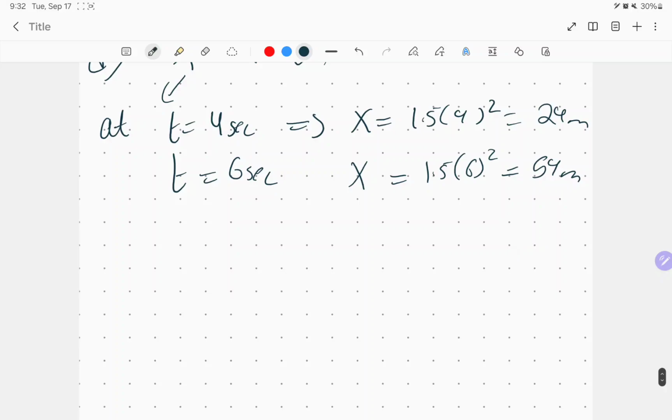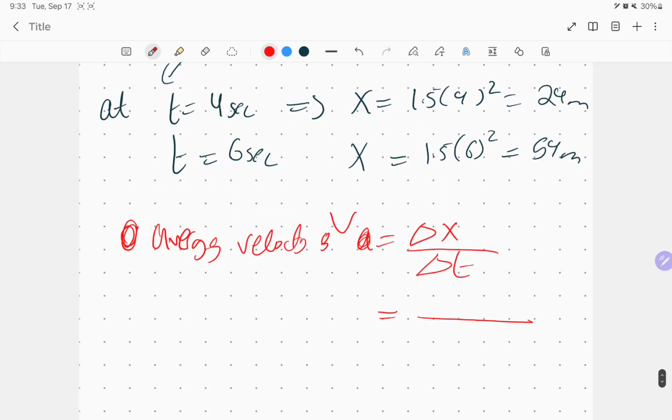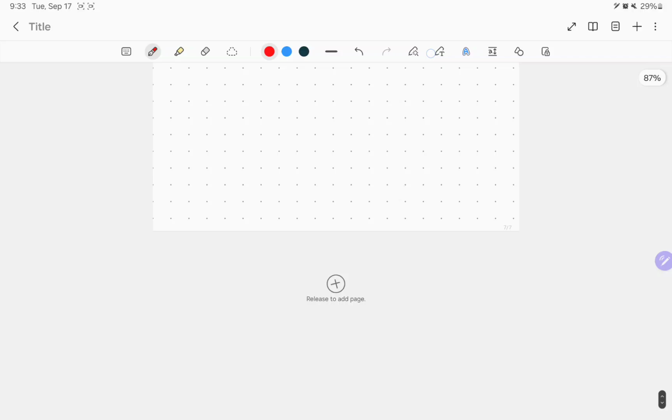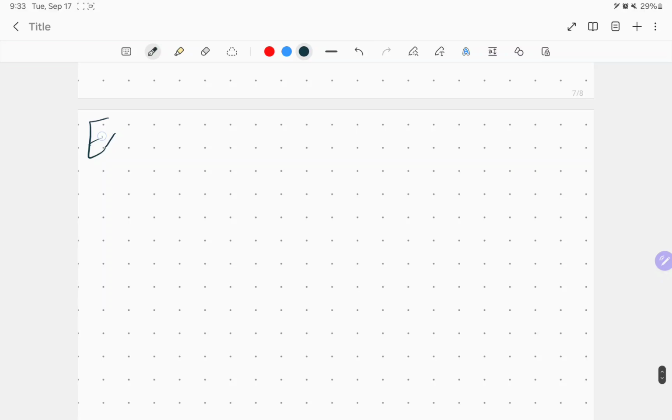So we find the distance covered between 4 and 6. Now deduce the average velocity. So what's average velocity? Average velocity is change of displacement over change of time. Change of x, final minus initial, so 54 minus 24, and from 4 to 6, how much did I move? 2 seconds. So my average velocity is going to be 15 meters per second. That's example 2.8.